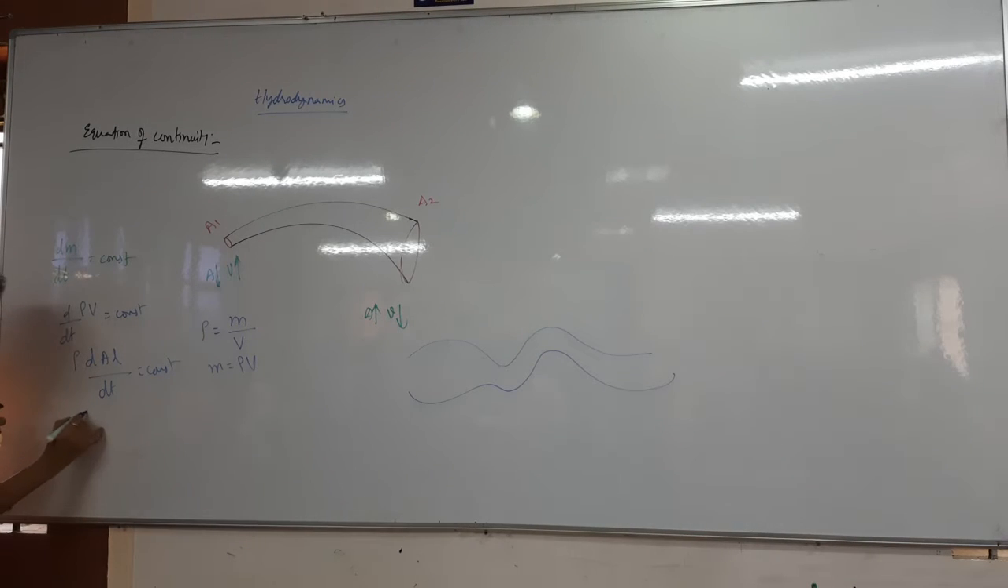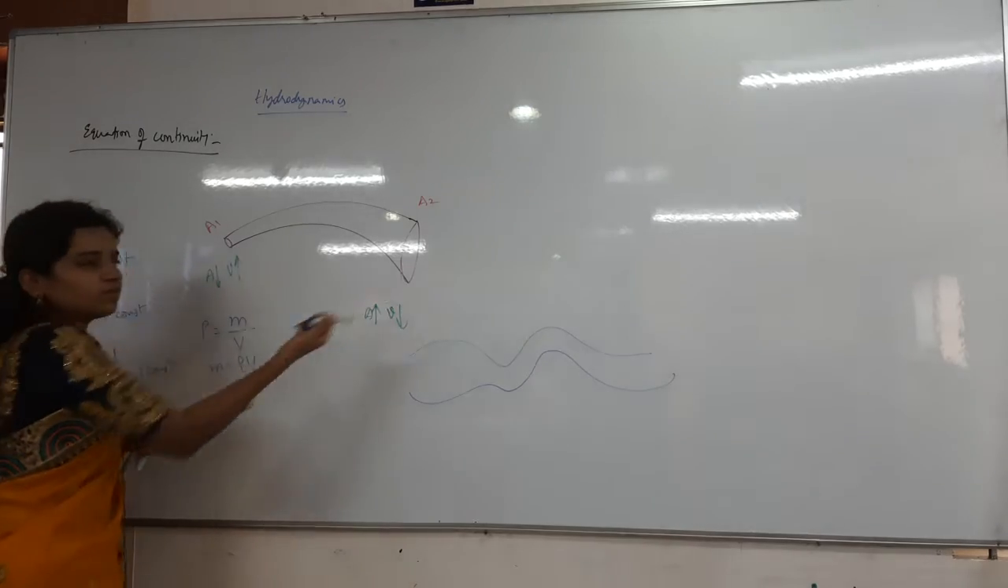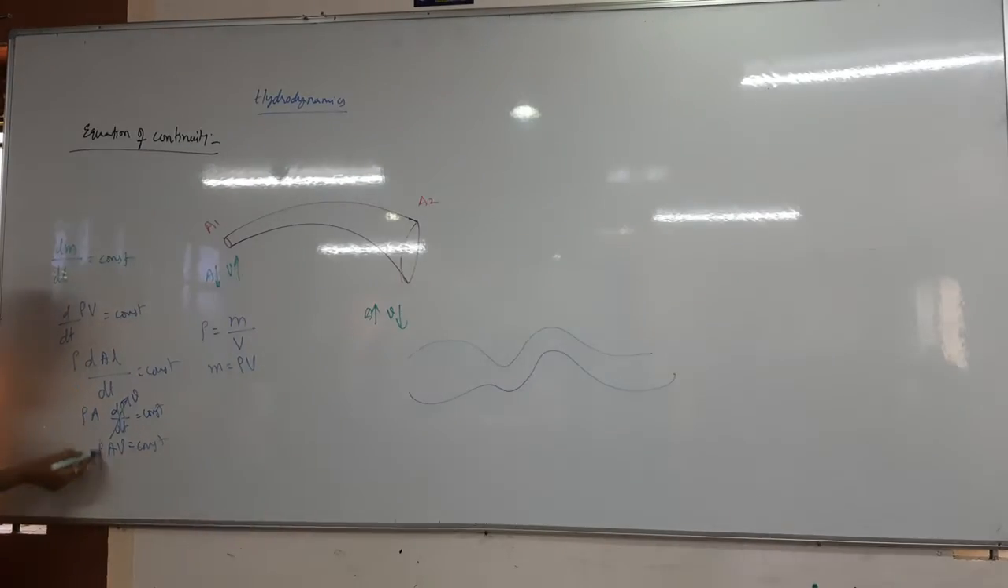Now whenever I take A also out, then what is remaining here? dl by dt. What do you mean by dl by dt? The rate of change of displacement, right? The length of the pipe is nothing but displacement. So I can say this is the velocity, then rho A v is constant. And here water is flowing, and coming out also water only, so the density is also constant.